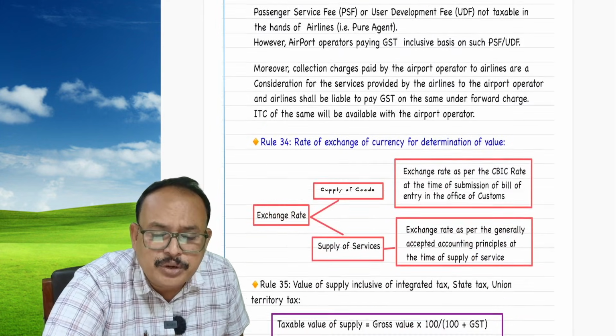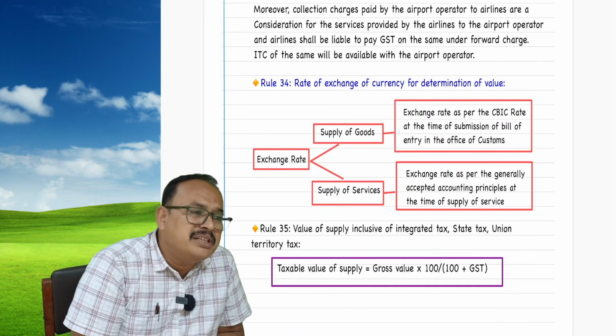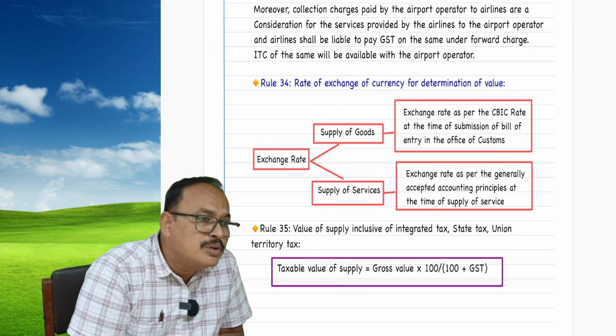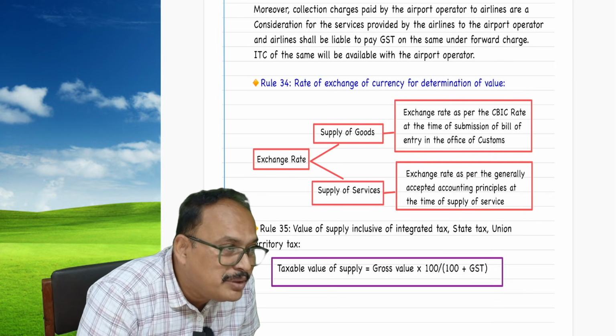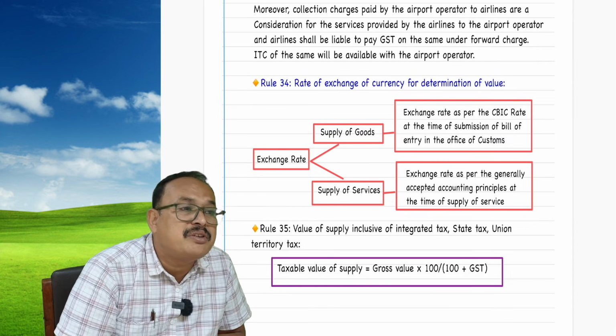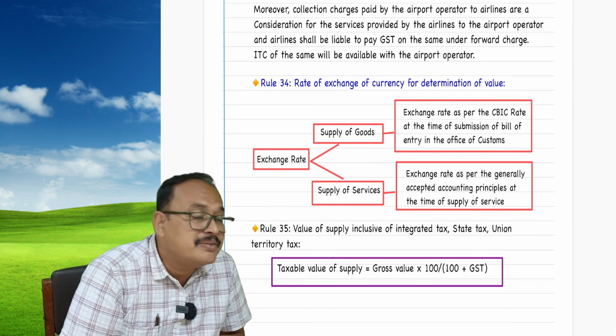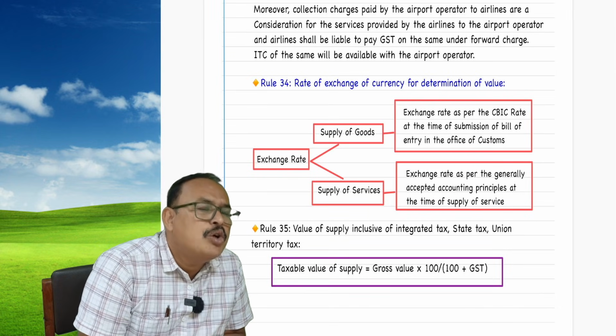Rule number 34, exchange rate. In the case of services, GAAP, generally accepted accounting principles. In the case of imported goods, the exchange rate of the CBIC is at the time of submission of the bill of entry. Export of goods, the exchange rate of the CBIC is at the time of submission of the shipping bill. In the case of services, GAAP, generally accepted accounting principles, nothing but what? Open market value.